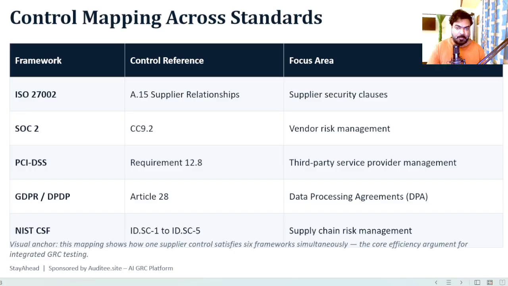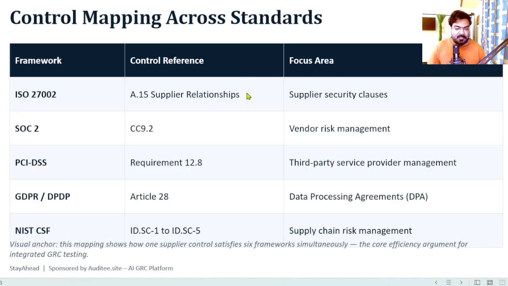Control mapping across standards. Stage 1 is control mapping, and this is where the efficiency argument for integrated testing really starts to click. One supplier management control can satisfy up to 6 different frameworks at once: ISO 27002, A.15, supplier relationships; SOC 2 calls it CC9.2, vendor risk management; PCI DSS labels its requirement 12.8; GDPR and India's DPDP law reference it as Article 28, data processing agreements; and NIST CSF spreads it across ID.SC-1 through ID.SC-5, supply chain risk management.